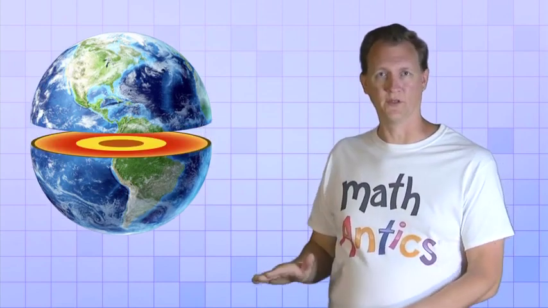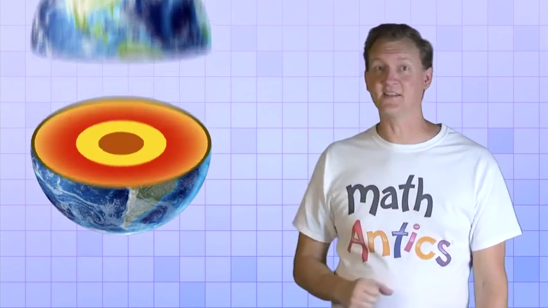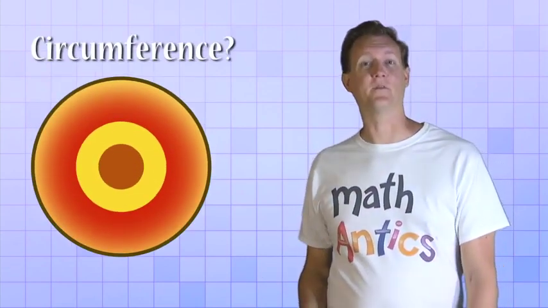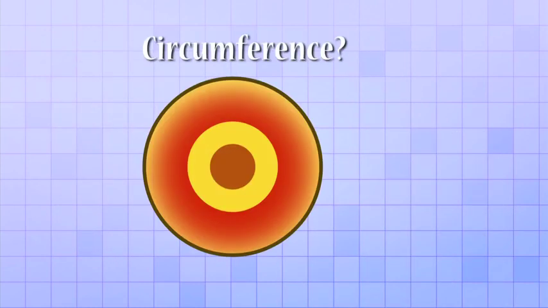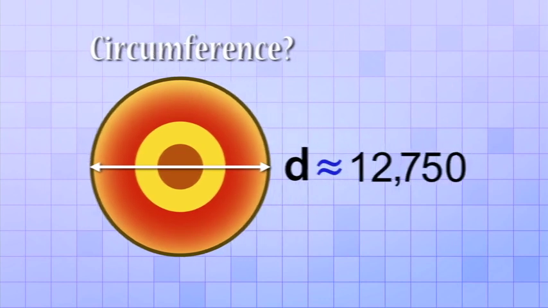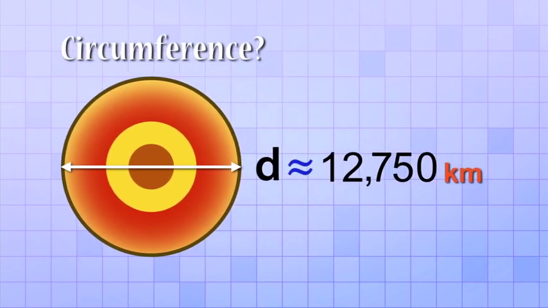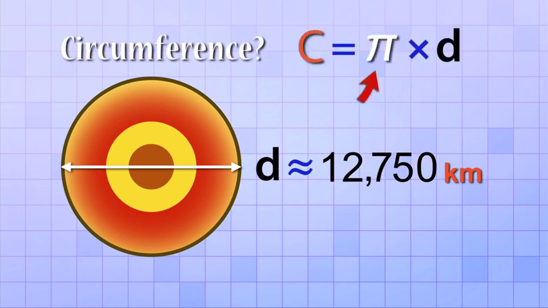All right, let's try a couple real-world examples to make sure you've got it. Here's the real world, which, as you probably know, is a sphere. But if we take a slice of the world right at the equator, that slice is a circle. Let's find the circumference of that circle. To do that, we need to know the diameter of the Earth. That turns out to be about 12,750 kilometers. Great. Then to find the circumference, we just need to multiply that diameter times pi.